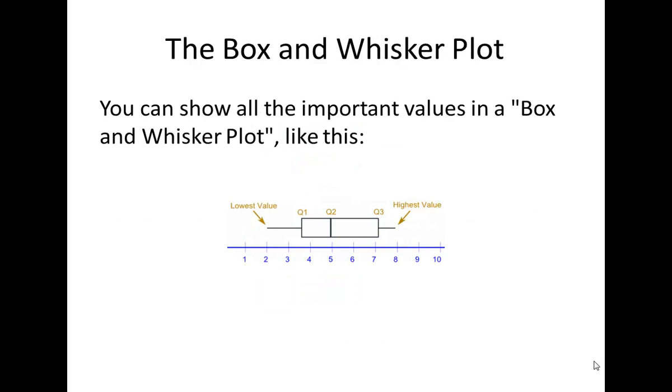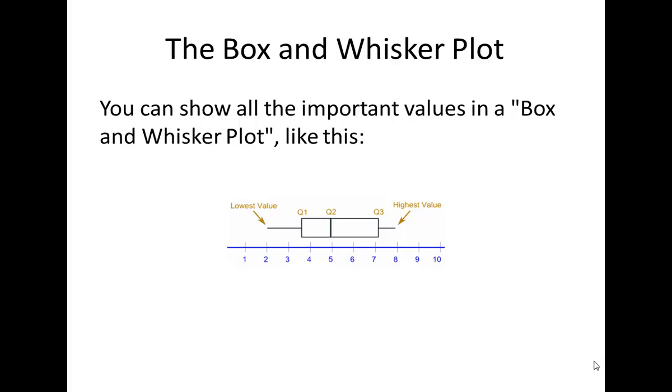We can display our data using a box and whisker plot. Notice that quartiles 1, 2, and 3 make up the box part of your graph. The box begins at quartile 1 and ends at quartile 3. Also notice that quartile 2, or the median, is drawn in the box. The whisker part of your graph is the line that extends to the left and to the right of your box.